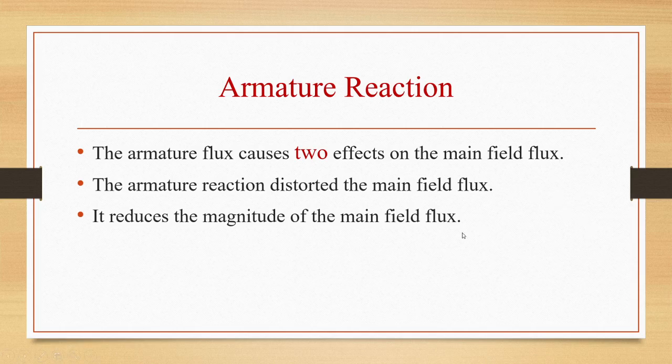Distortion means what? The axis will be shifted. The neutral axis will be shifted from its main position, its original position. Okay. So that is called distortion. So armature reaction will distort the main field flux, and the second effect of armature reaction is that it will reduce the magnitude of main field flux.